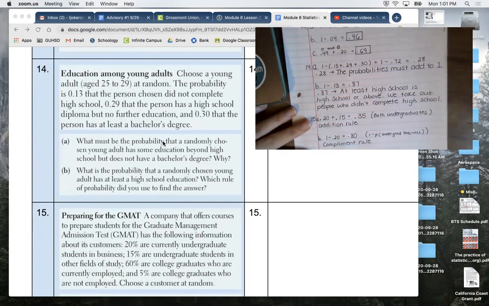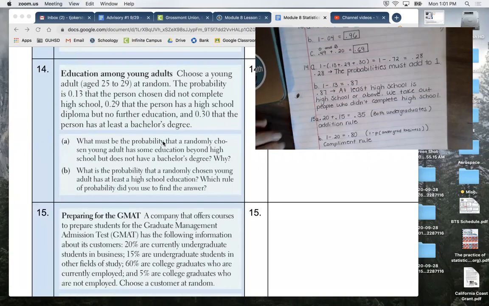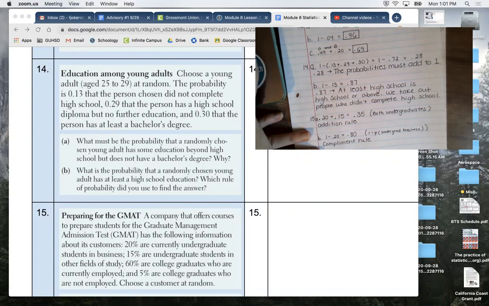In B, it says, what is the probability that a randomly chosen young adult has at least a high school education? At least a high school education. Well, that's that 29% and above. So that would be the 29%, plus the 28% we just found, plus the 30%, which is 87%. The other way to think about it is to do 1 minus the probability of not having a high school education, which would give us our 87%. What rule is that? I use the complement rule. If I put 1 minus this, that's known as the complement rule.